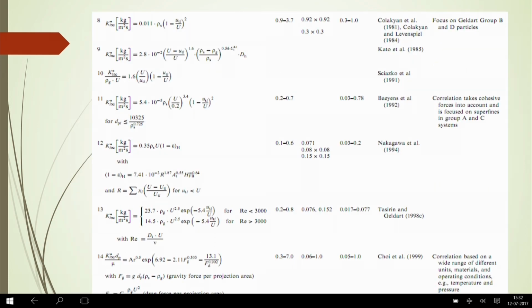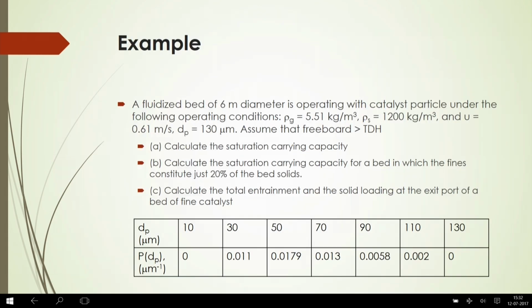So, these are some other correlations by which you can calculate the K_i star, the elutriation rate constant. Now, let us see one example to calculate this elutriation rate. A fluidized bed of 6 meter diameter is operating with catalyst particles under the following operating conditions.